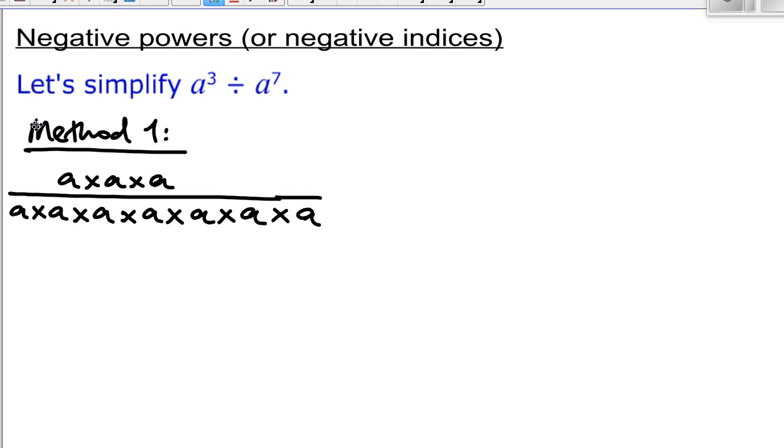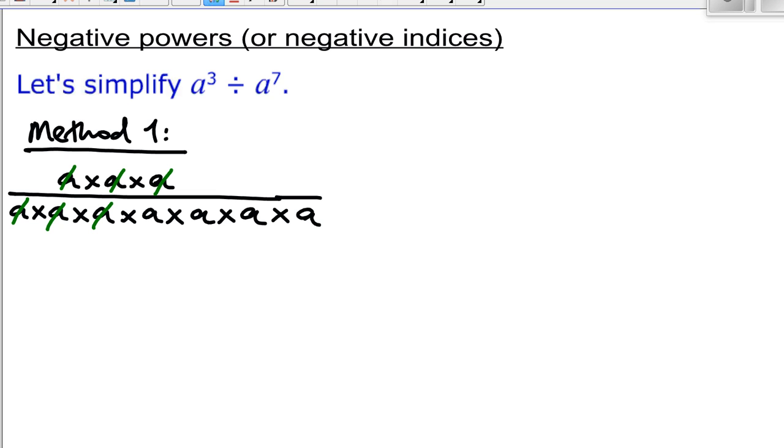Now, obviously, you know that if I divide A by A, I get 1, because I'm dividing that by itself. It's just the same as dividing 2 by 2. I get 1. So if we know that, we can simplify this expression. If we divide A by A, we get 1, so that's gone. A by A, we get 1, that's gone. A by A, we get 1, that's gone.